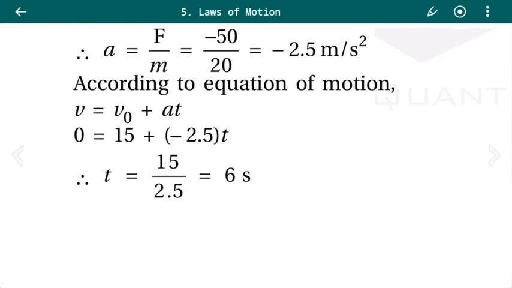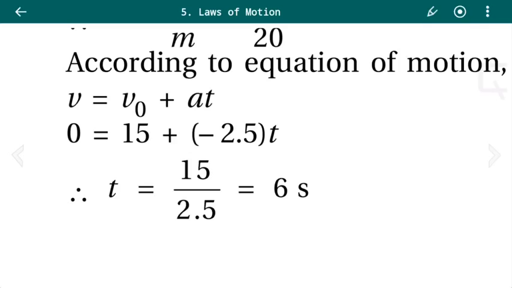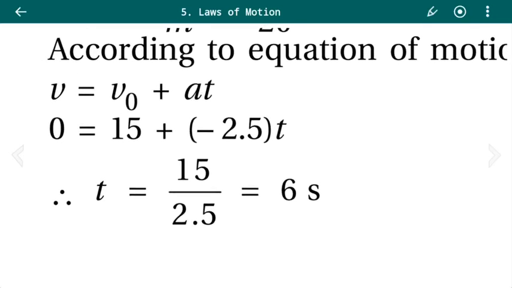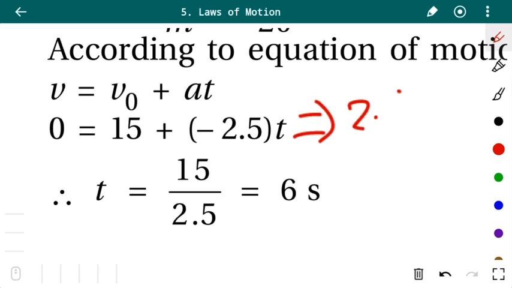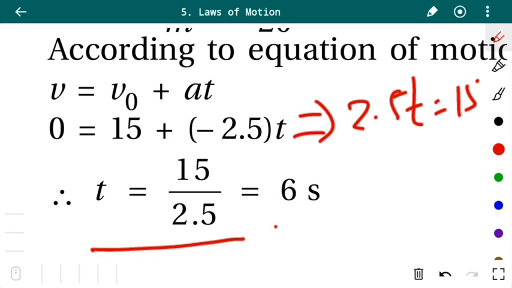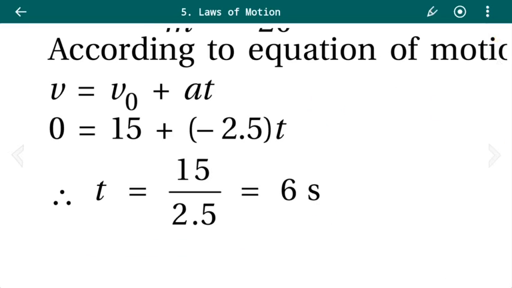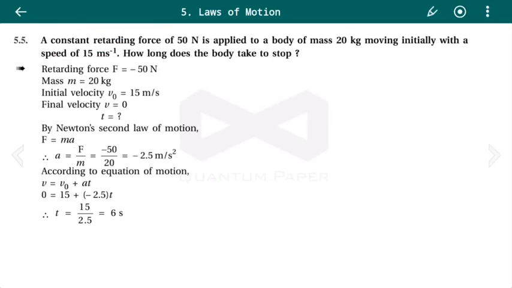Now using the kinematic equation, V equals to V0 plus AT, substitute the values of V, V0 and A to get the value of T. So what we get over here is 0 equals to 15 plus minus 2.5 T. So taking this on the other side, that is 2.5 T equals to 15. So T equals to 15 upon 2.5. So its value is 6 seconds. So it takes 6 seconds to stop the moving body. So students, you may note down this numerical.